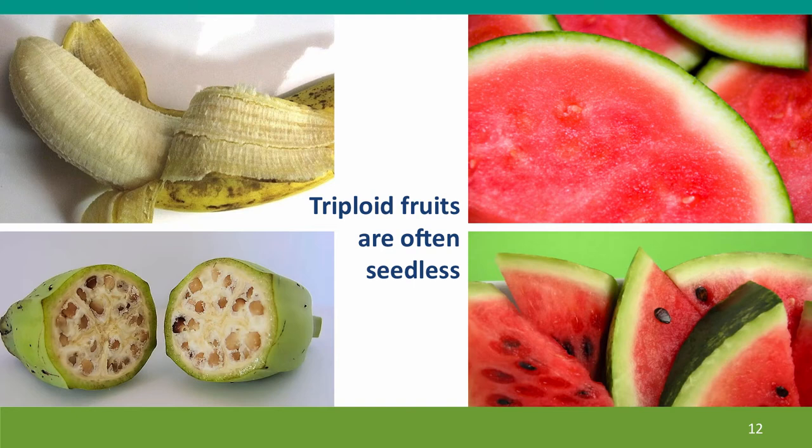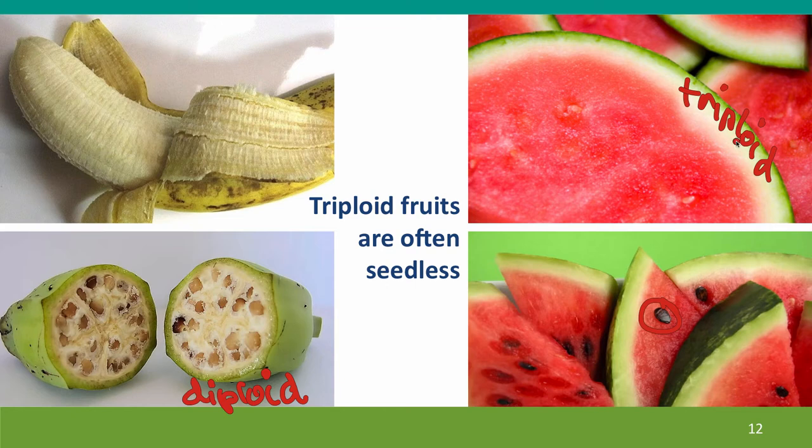Now, breeders have exploited the sterility of triploid plants to produce seedless plants. There's two examples here. The first is watermelon. There's normal watermelon seeds. And then here's a seedless watermelon that's triploid. Bananas, the wild diploid bananas, produce large, nasty seeds, filling the fruit with seeds. The bananas that we buy that are sold commercially are all triploid, and they don't have any seeds.